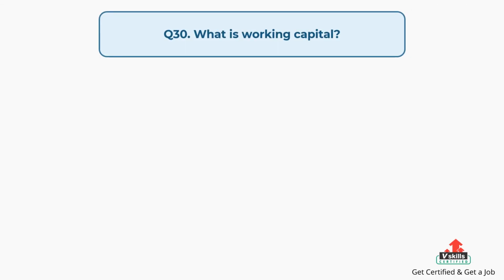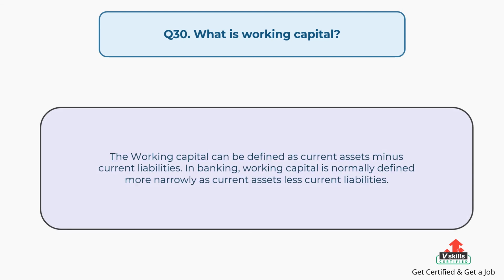Question number 30. What is working capital? The answer is, working capital can be defined as current assets minus current liabilities. In banking, working capital is normally defined more narrowly as current assets less current liabilities.